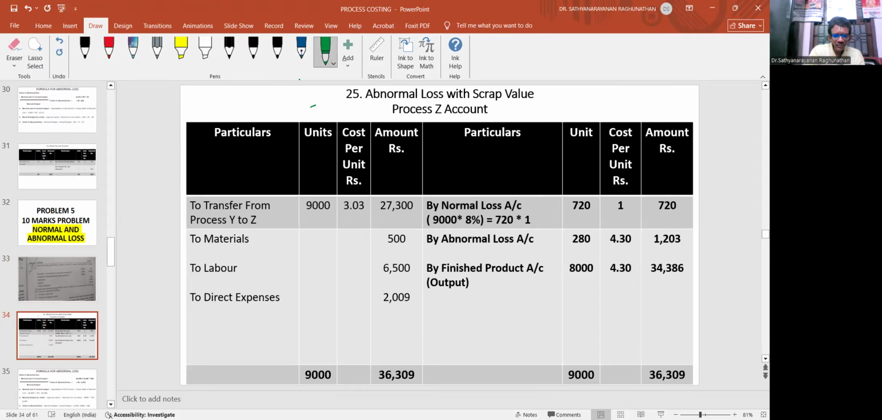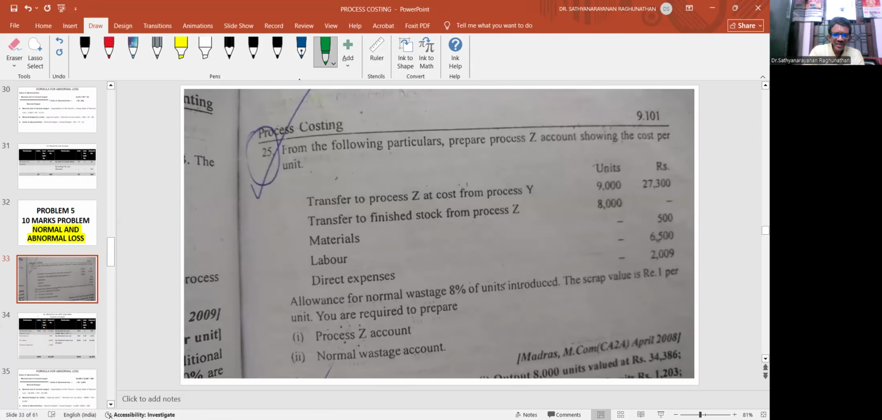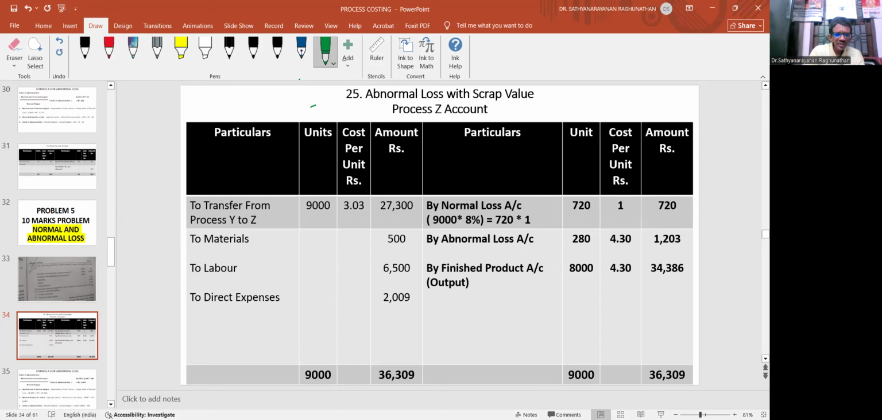Now, debit side. Transfer to process Z at cost from process Y. Here, that is the input. So while you are writing it, within brackets write it as transfer from process Y to Z. Like that you have to write. To input, how much? That is units, 9,000 units. Amount, 27,300. Cost per unit, 27,300 divided by 9,000, 3 rupees 3 paisa.